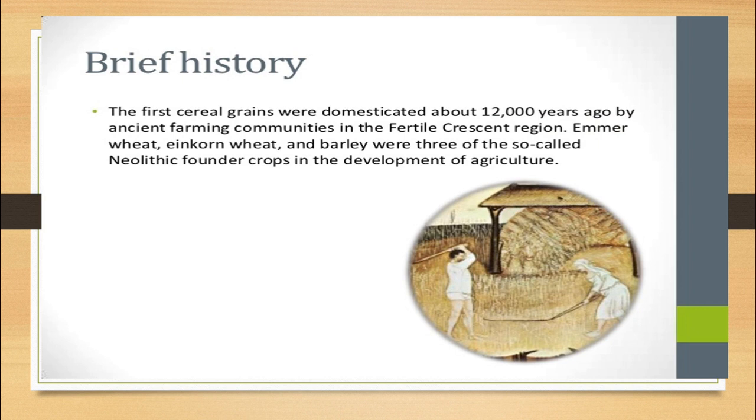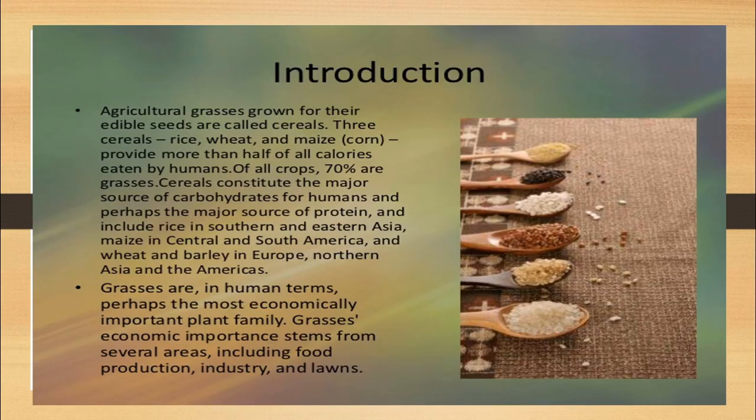And if I dive back into history, the first cereal grains were domesticated about 12,000 years ago by ancient farming communities in the Fertile Crescent region. There were various varieties of wheat at that time, like emmer wheat, einkorn, and barley was there. And these three are known as the Neolithic founder crops in the development of agriculture.